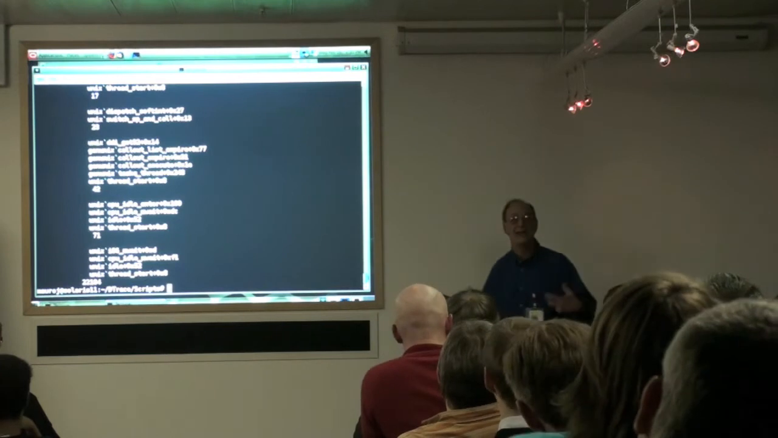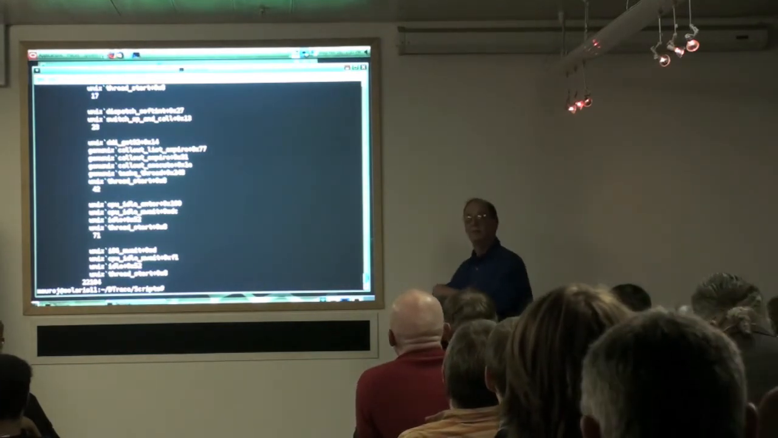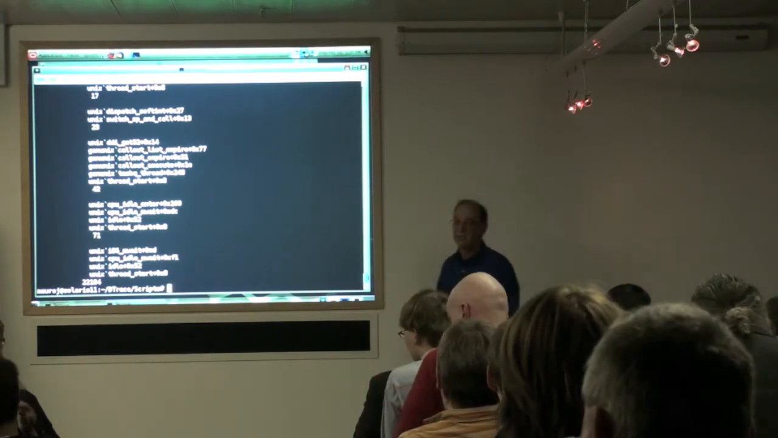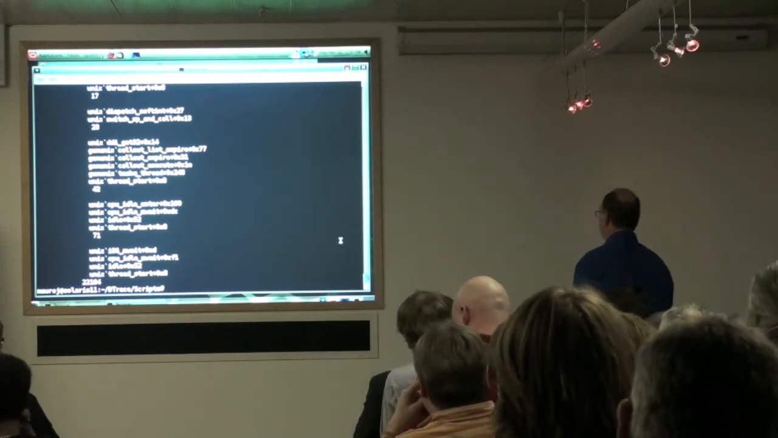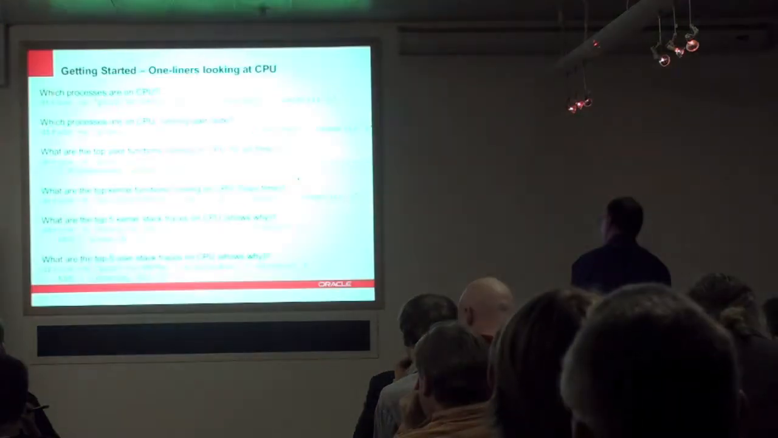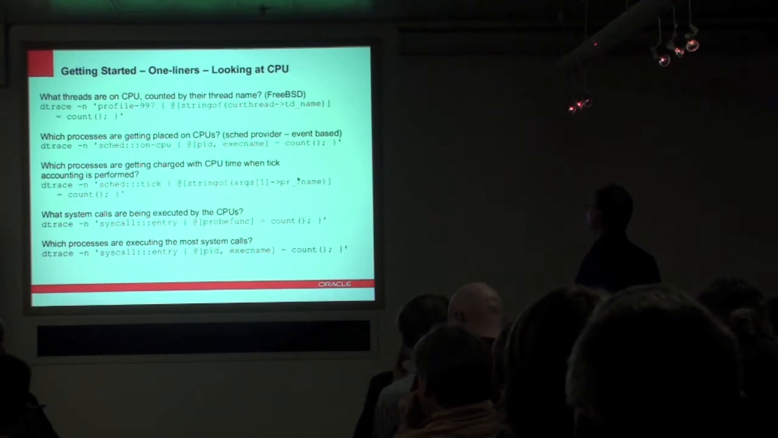So there's still value in collecting the data to facilitate solving the problem and getting to root cause more efficiently, even if the data isn't anything that you're necessarily comfortable interpreting on your own based on your background and your knowledge. Okay, back here. So this is some one-liners to look at CPU.